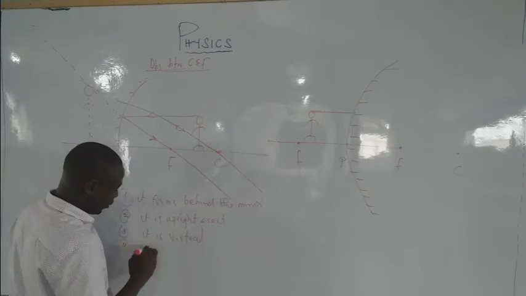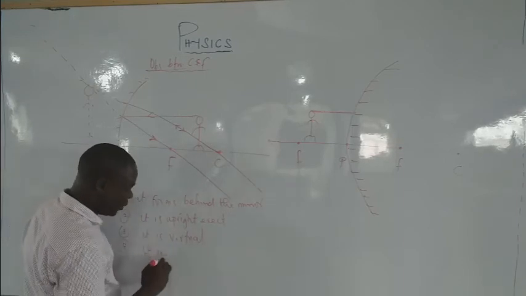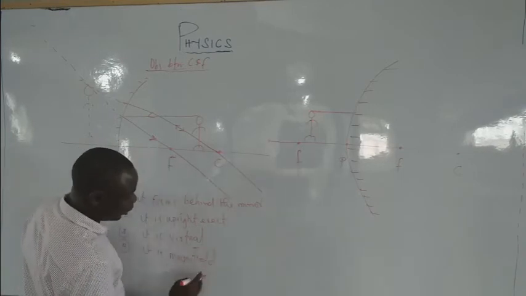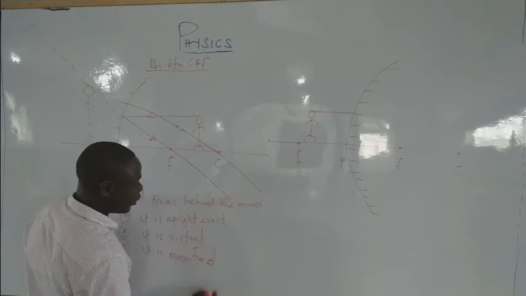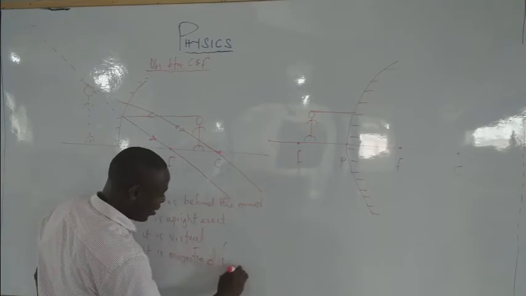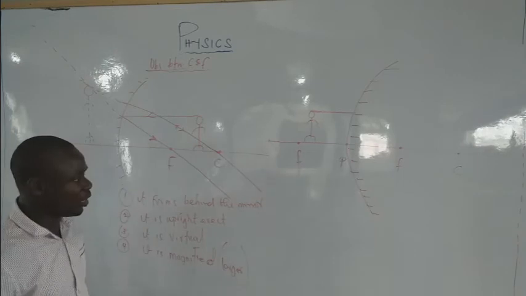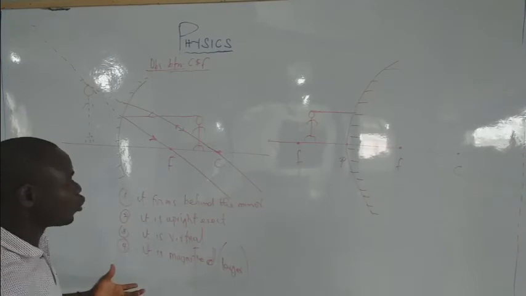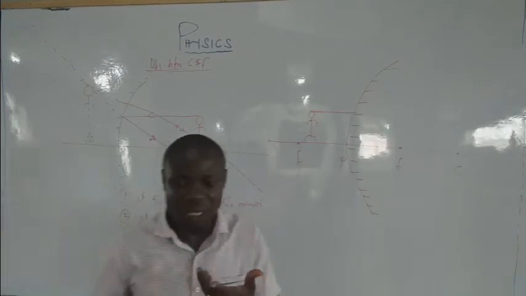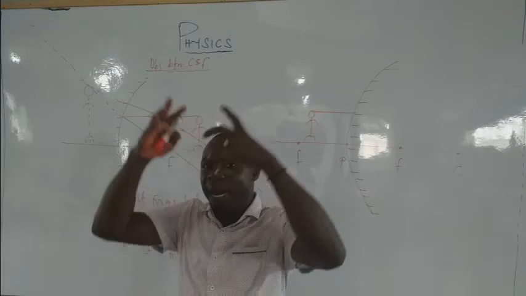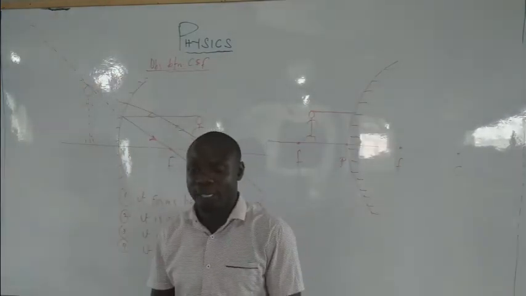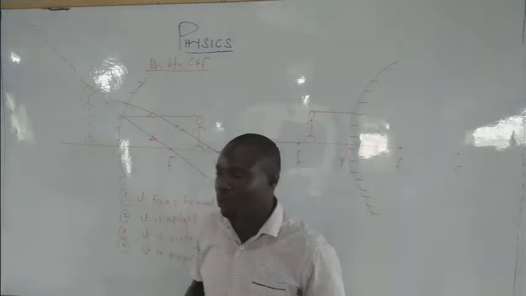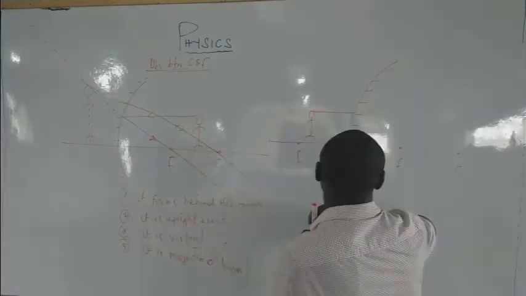Number four, it is very, very big. I see it. Very, very big. So we call it magnified. It is magnified, or larger. When you say magnified, we call it larger. And when the object is placed between C and F, the example of this is what? Shaving glass. So, whereby a large image of the object is obtained. So the example of this diagram is what? Shaving mirror.